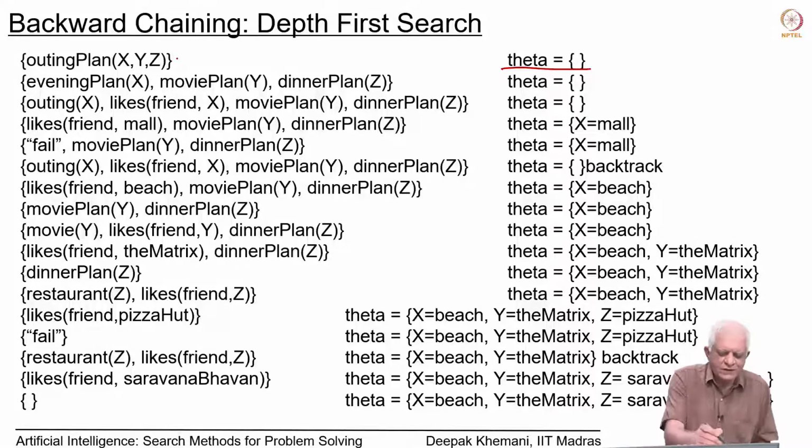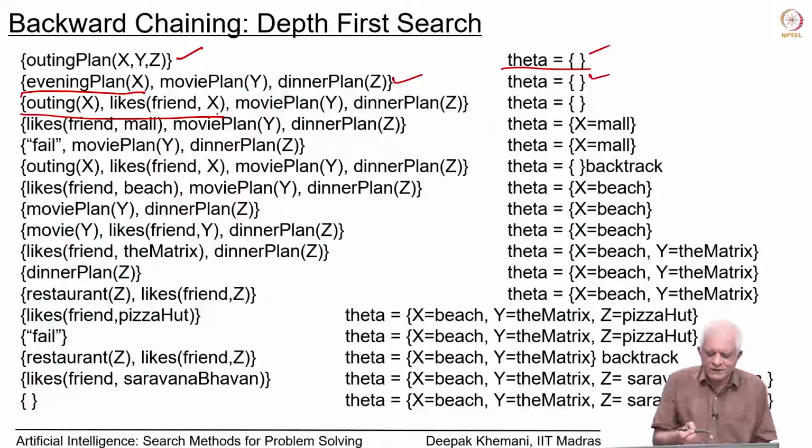So, we start off with the top level goal, which says that the outing plan is there, and so far there is nothing there. To solve the outing plan you go to the second step, which says that there are three sub goals: evening plan, movie plan, and dinner plan. So far nothing. Then for an evening plan, the first sub goal here, you reduce it to two sub goals, which say that you must have an outing and your friend must like the outing.